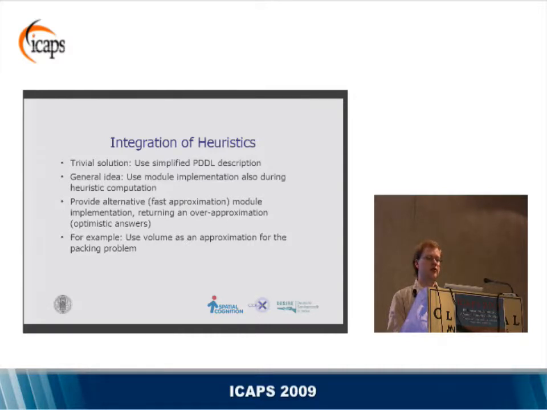Usually you can expect that running a manipulation planner or something like this as a module call is quite slow. But we reckon that whoever writes the domain-specific part of the semantic attachment also probably has a very good idea of how to simplify the problem so that we get an alternative computation method, which is really fast and an over-approximation. And the idea is then, when calculating heuristics, to use this alternative method.